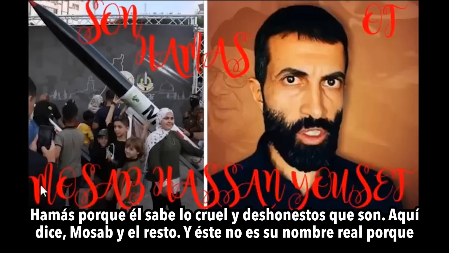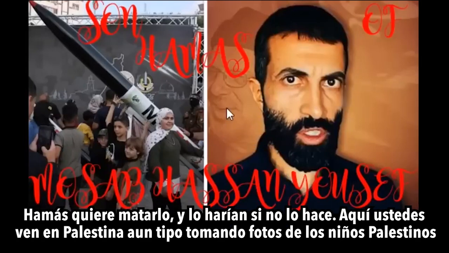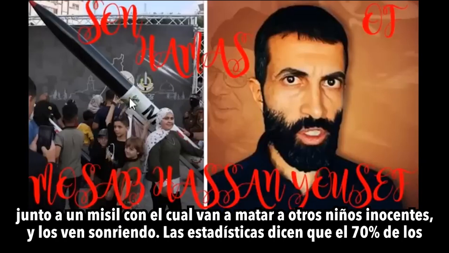So here it says M-O-S-A-B and the rest. And this is not his real name because the Hamas wants to kill him, and they would otherwise. So here you see in Philistine, a guy taking pictures of the Philistine children next to a missile with which they are gonna kill innocent other children.